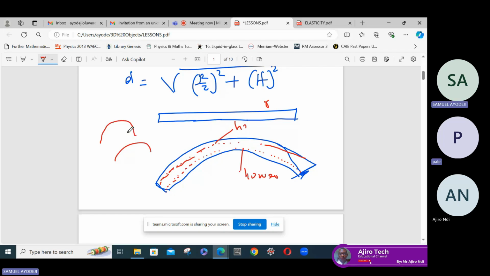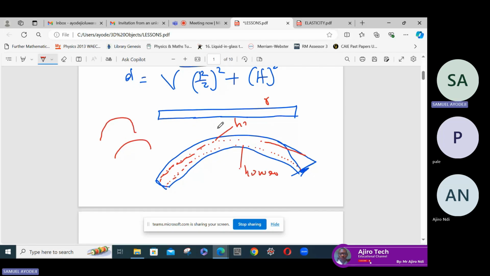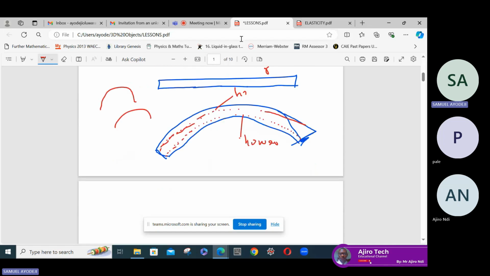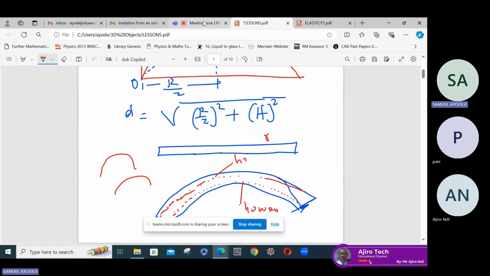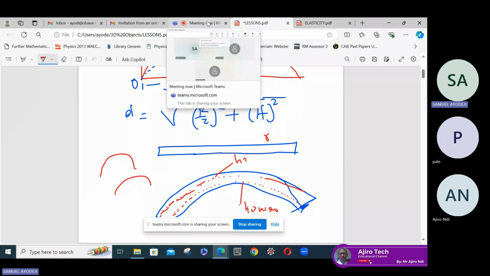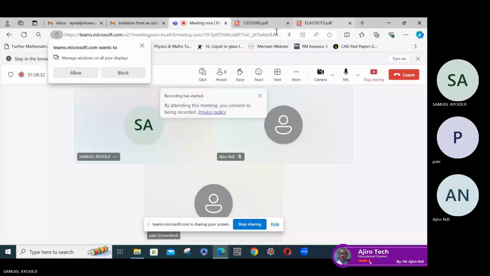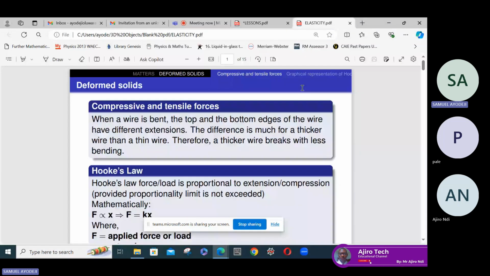The one that can break easily is undergoing higher stress there. That is why it's able to break easily. But the one that can take longer has lesser stress compared to the one that can break easily. So the thicker wire breaks with less bending, while the other can be bent for long before it breaks.